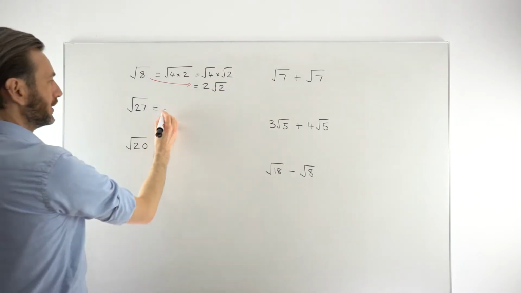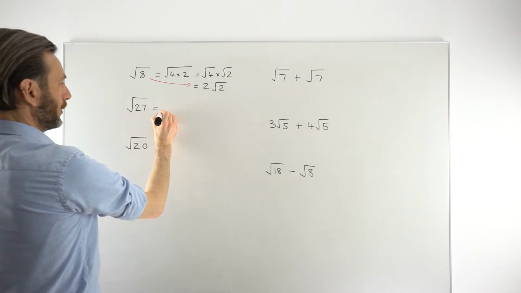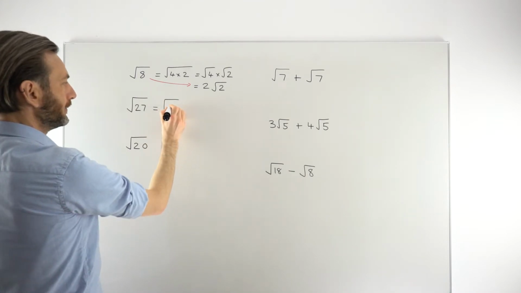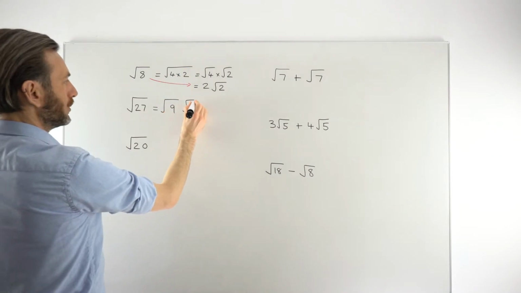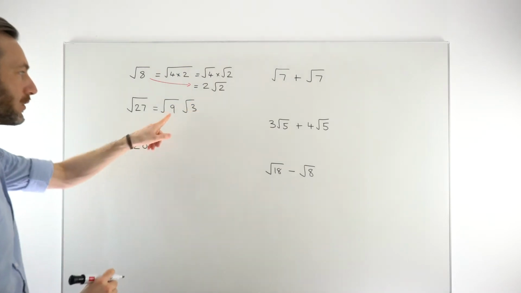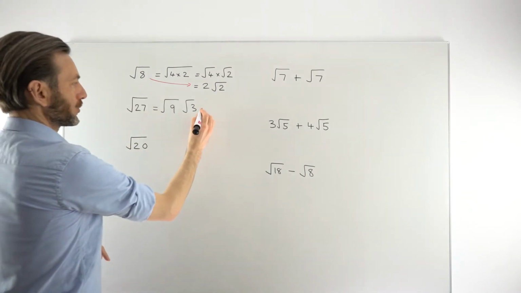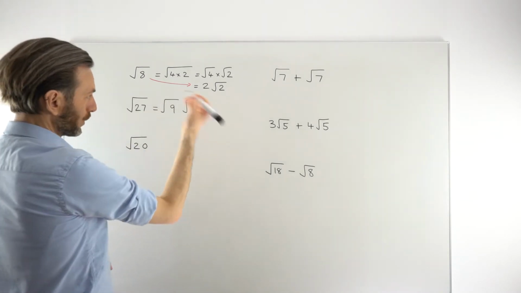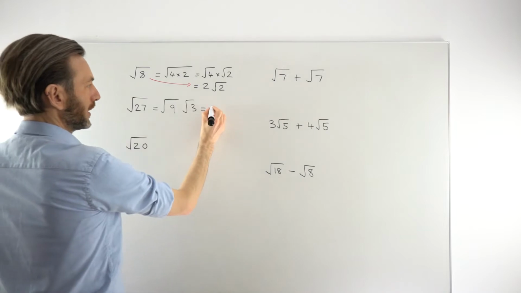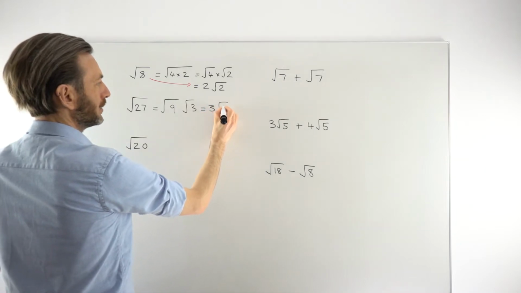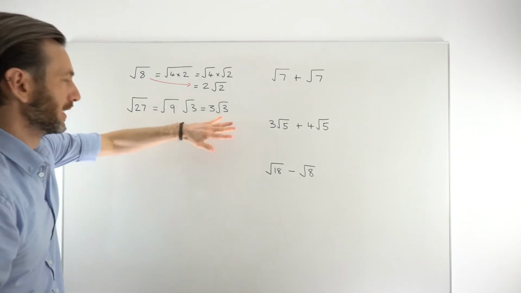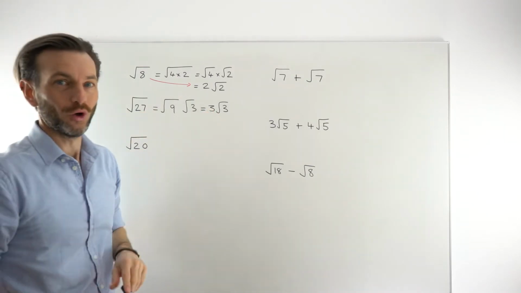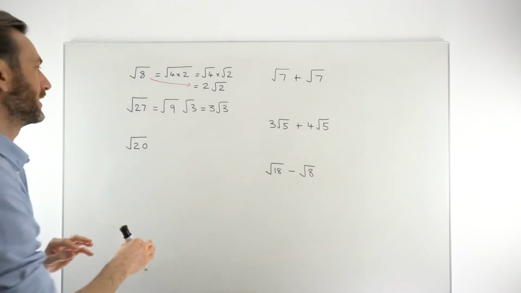So 27, I think the only choice really for that one would be a 9 and a 3. So I'm going to skip this line this time and just go straight to root 9, root 3. Try and get in the habit of putting the square number first. That's just because we're then going to take the square root of that. So square root of 9 is 3, and we just get 3 root 3. So try to be quite efficient with these. They shouldn't really take a whole lot of work. It's just identifying those key numbers.